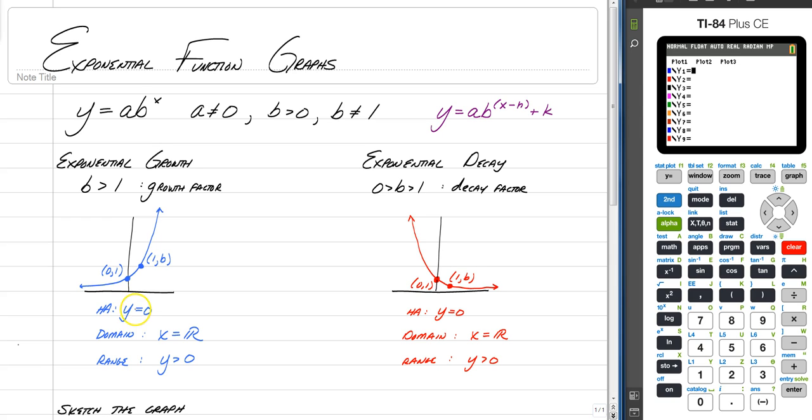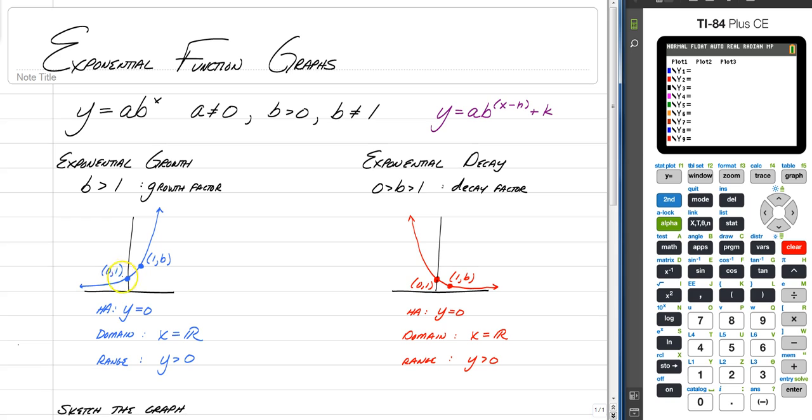So you're going to have a horizontal asymptote at y equals 0, which means your range is going to be y has to be greater than 0. Sometimes it's less than 0 if we reflect over the x-axis. Your domain, of course, is going to be all real numbers because you can raise any number to a positive, 0, or negative power.